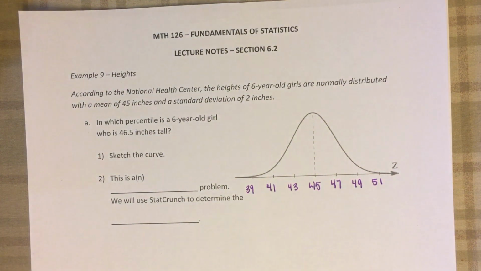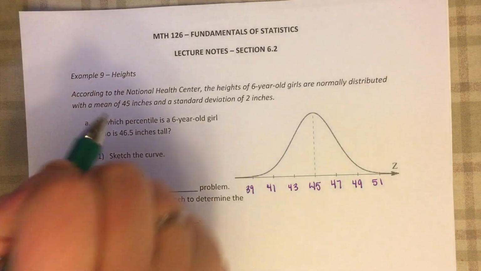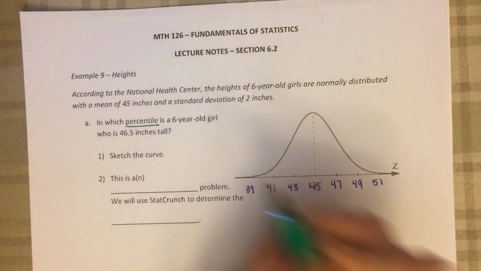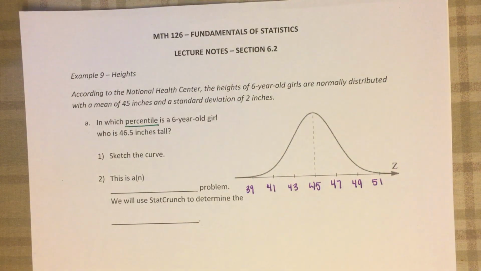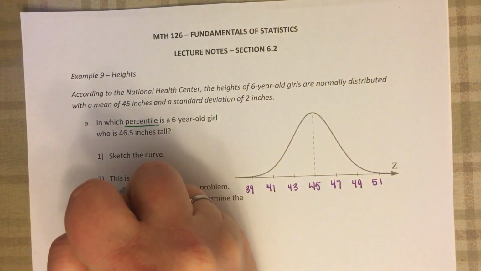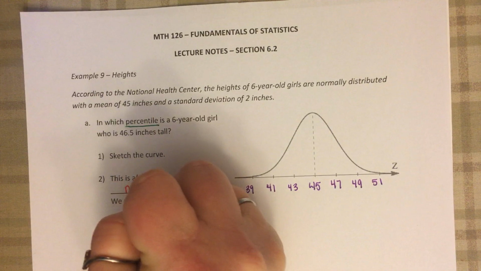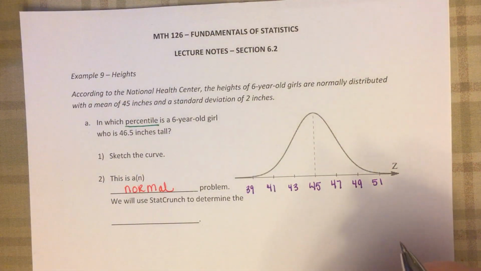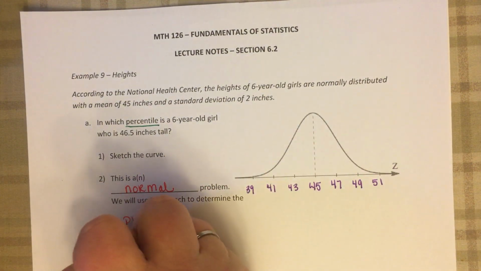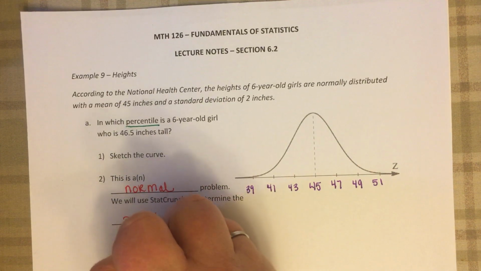And example A says, in which percentile is a 6-year-old girl who is 46.5 inches tall? So in this case, we're asked for a percent. Since we're asked for a percent, this is a normal probability problem. Right? We're going to use StatCrunch to determine the probability.